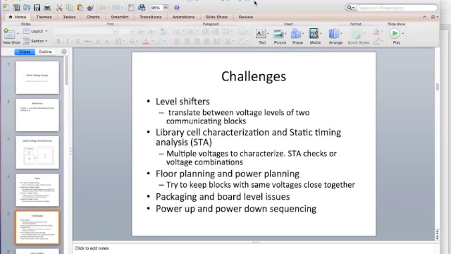Whenever you have different voltage domains exchanging signals between them, you need to do level conversion. That is one of the challenges and one of the additional things you need to pay attention to. Second is the library cells. Most digital designs are done through synthesis. You do your design in RTL, then you have a standard cell library to which the synthesizer synthesizes. So the libraries have to be characterized for the different voltage values at which you want to use that block.